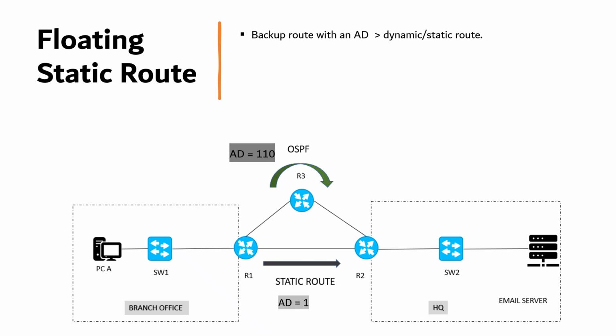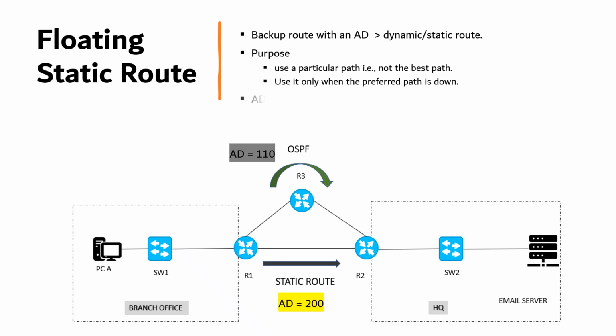A floating static route is a backup route with an administrative distance that is higher than the dynamically learned route or another static route. The purpose of a floating static route is to use a particular path to a destination network that is not the best route, but is used only when the preferred path is down. The administrative distance of a static route can be increased to make it less desirable than that of another static route, or a route learned through a dynamic routing protocol.